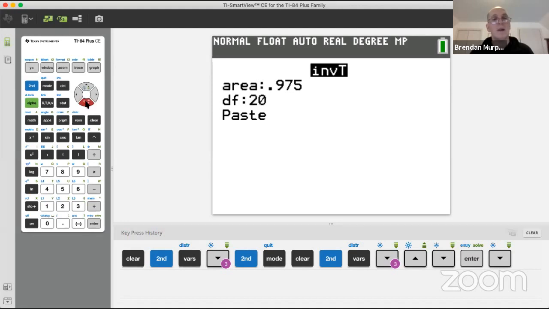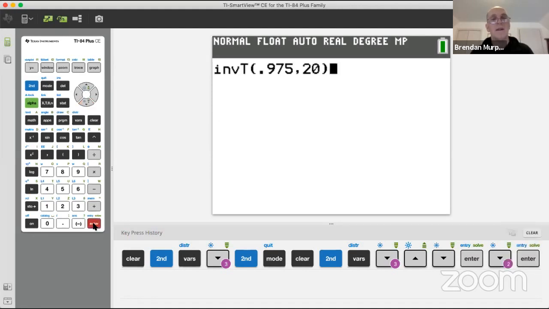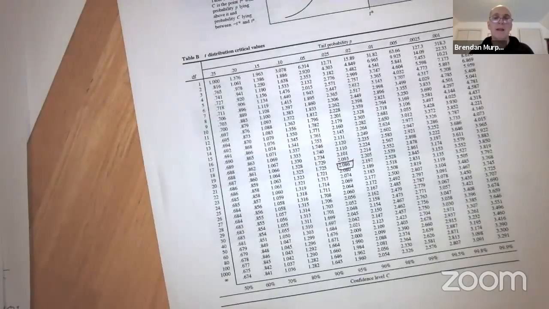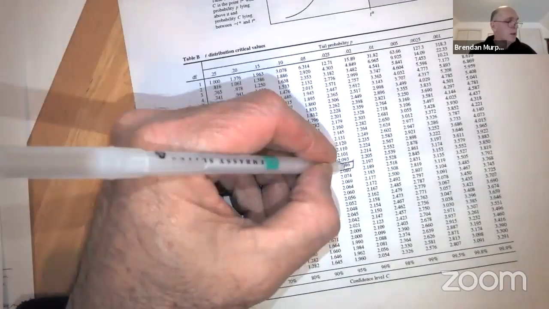So I'm going to scroll down, and that gets me back to the home screen. And you can see it's not exactly equal to the number that I got from my table. I got 2.086, but other than rounding errors, that's pretty close, and hopefully you can see that that's the correct answer. So my values are a little bit different, 2.086.